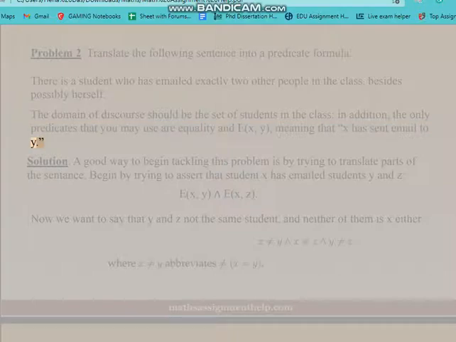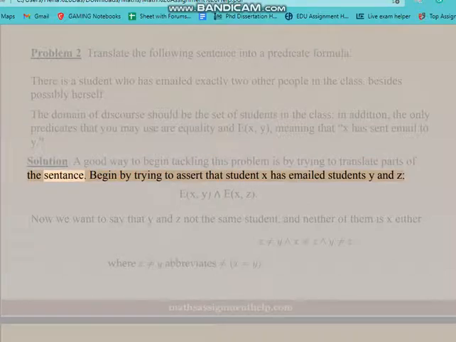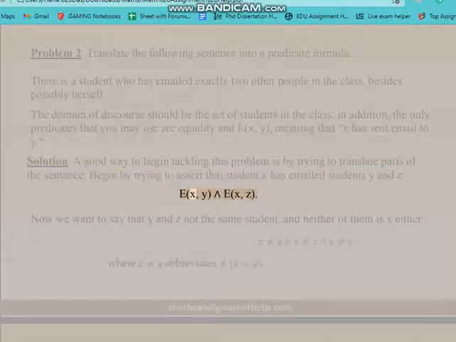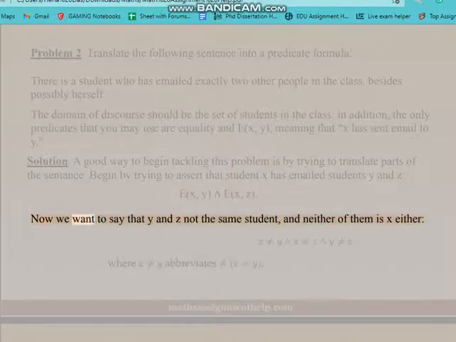Solution. A good way to begin tackling this problem is by trying to translate parts of the sentence. Begin by trying to assert that student x has emailed students y and z: email(x, y) and email(x, z). Now we want to say that y and z are not the same student, and neither of them is x either.